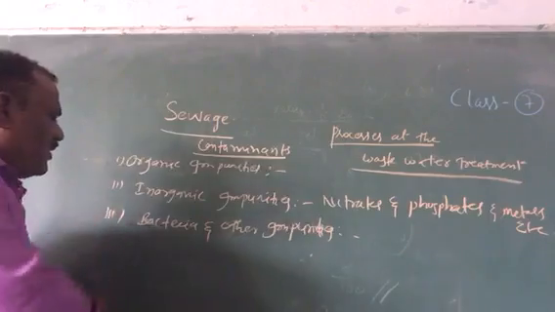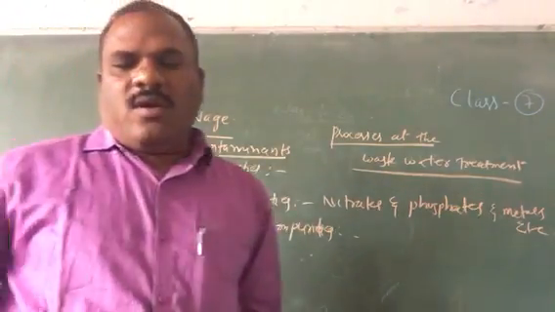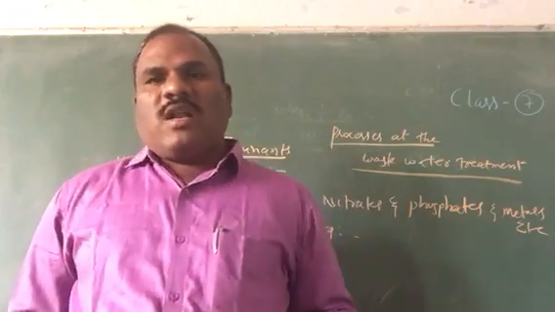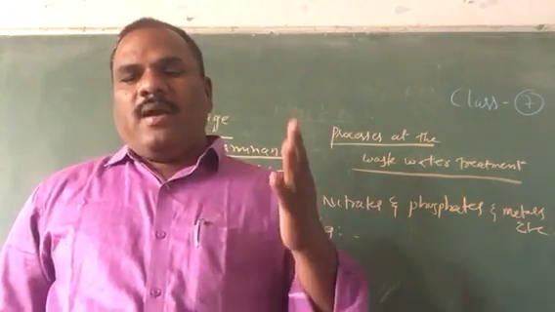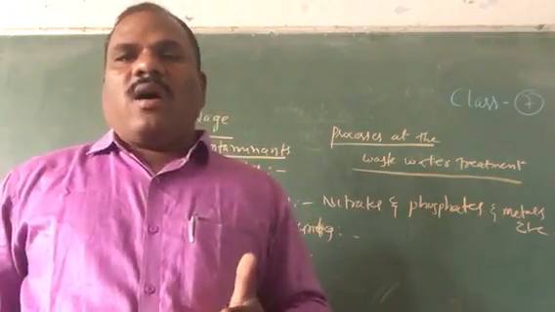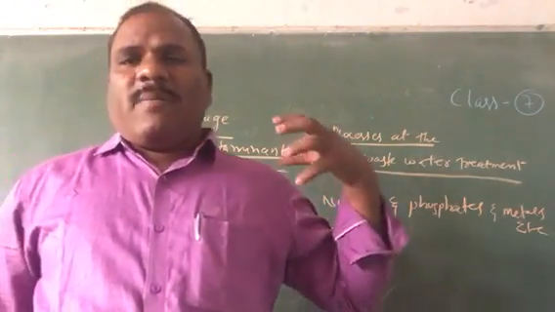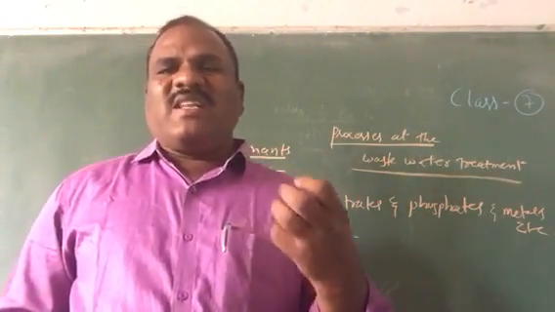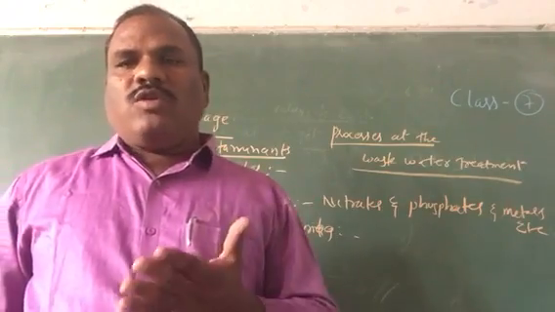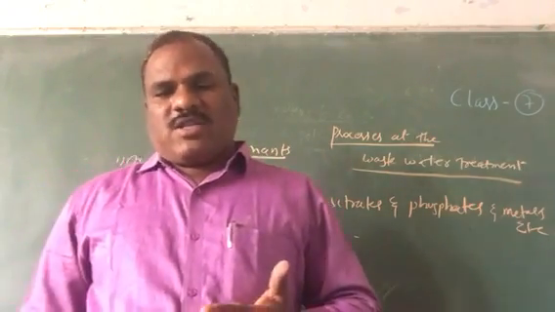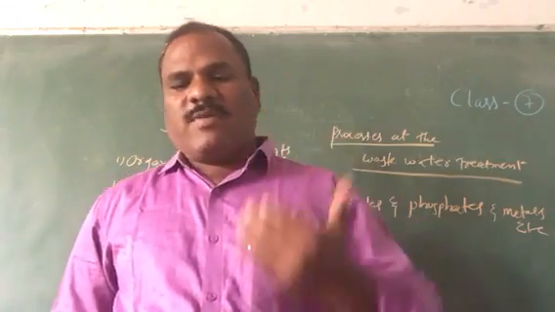And the third is bacteria and other impurities. Bacteria, especially those which cause cholera, typhoid, and dysentery, etc., come under this category. So these are the major impurities present in the water. So how do we remove them? There is a process called wastewater treatment.